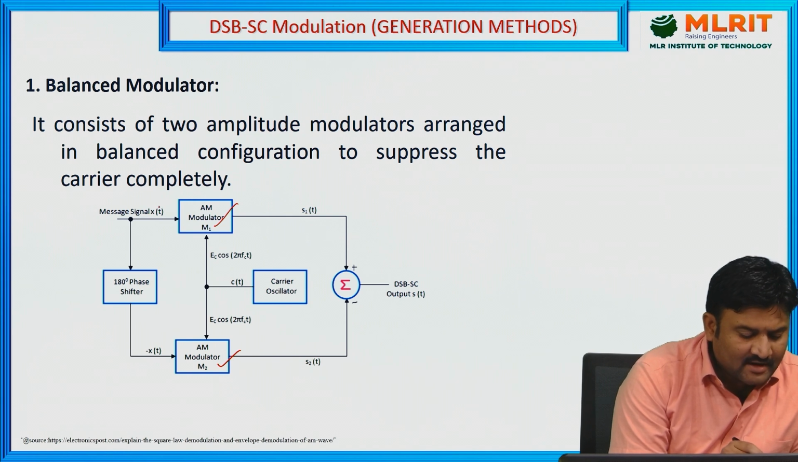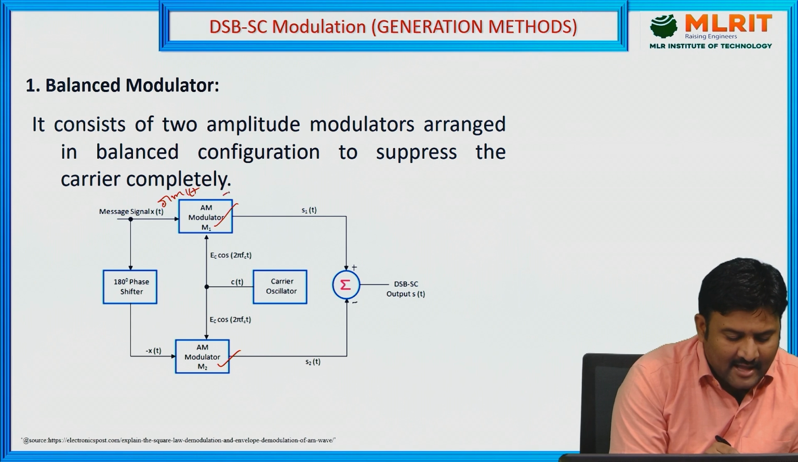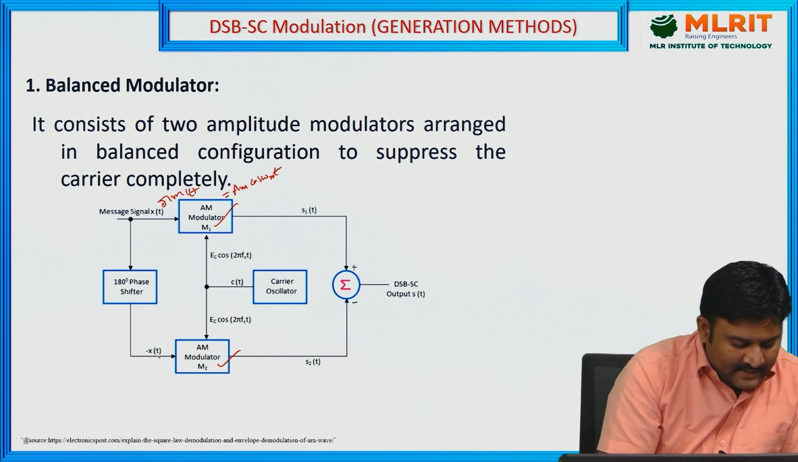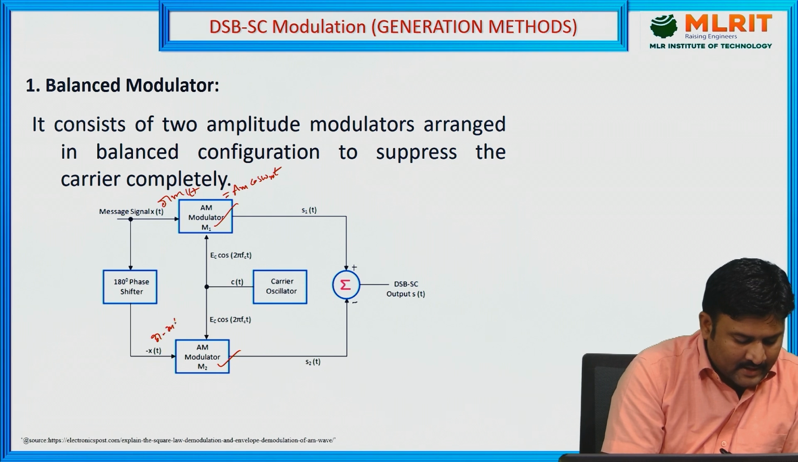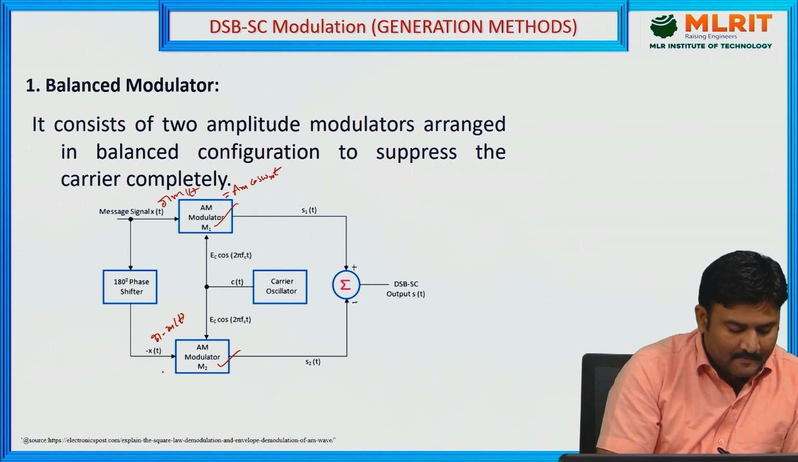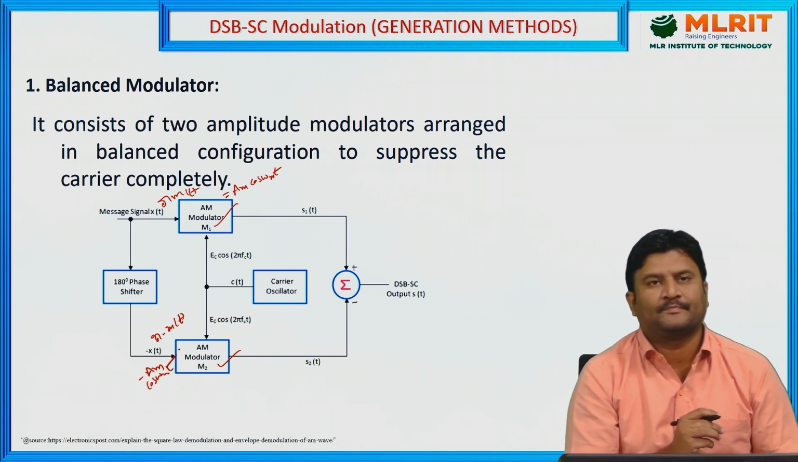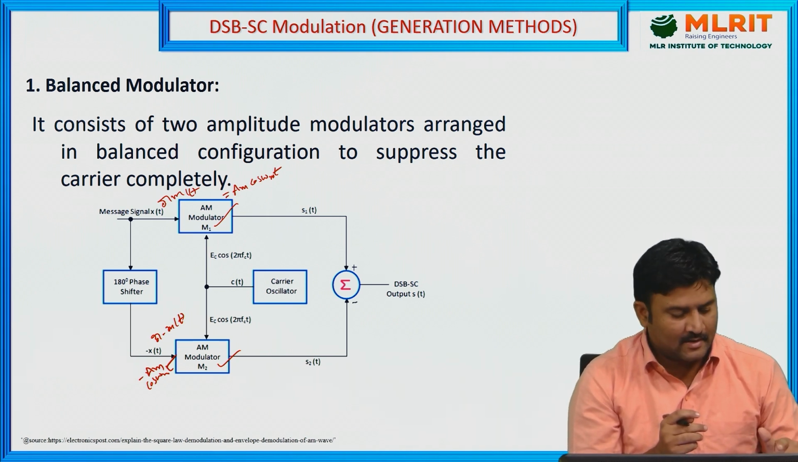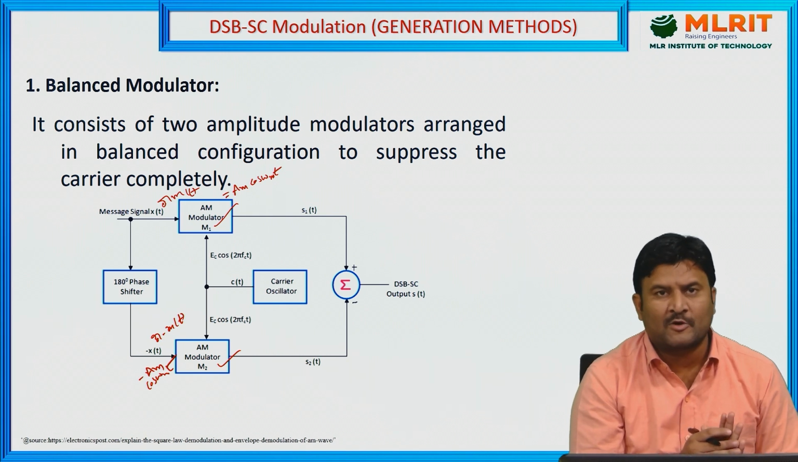Observe here, x(t) or m(t) is the message signal. The value is equal to Am cos omega m t, where omega m is 2 pi fm. And here, minus x(t), or minus m(t), what is the reason? I am applying a 180 degrees phase shift, that's why minus Am cos omega m t. The input is the message signal, and the downward input is minus m(t), which is given to modulator 2.